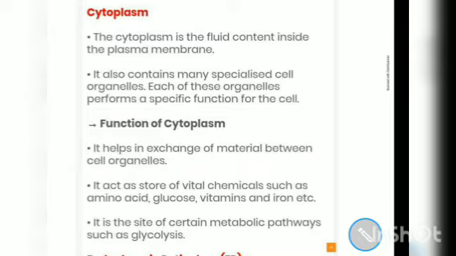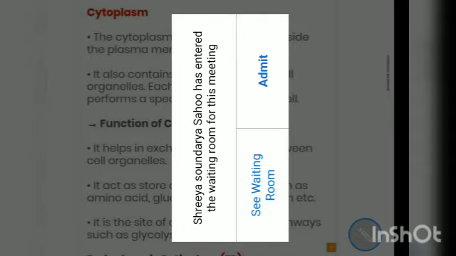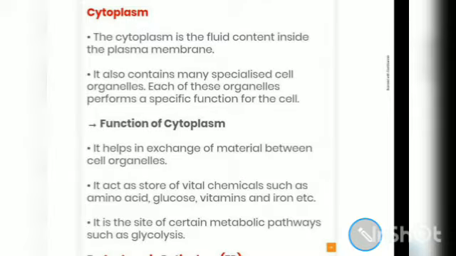So it is the site of certain metabolic pathways such as glycolysis. As you know, a metabolic process is the biochemical process in which both the making process, that means anabolism, and the breaking down process, that means catabolism, occur. Here the example is glycolysis, and in your higher classes you will learn more about glycolysis. Simply, you have to learn here that glycolysis is the breakdown of glucose. Lysis means breakdown, so it is a catabolic process.